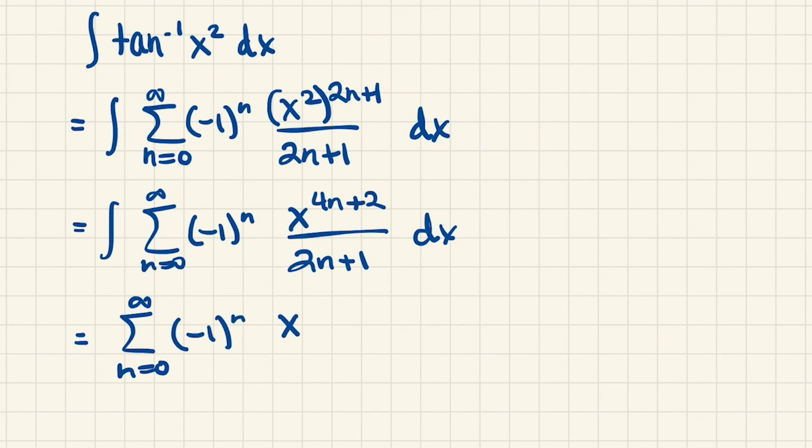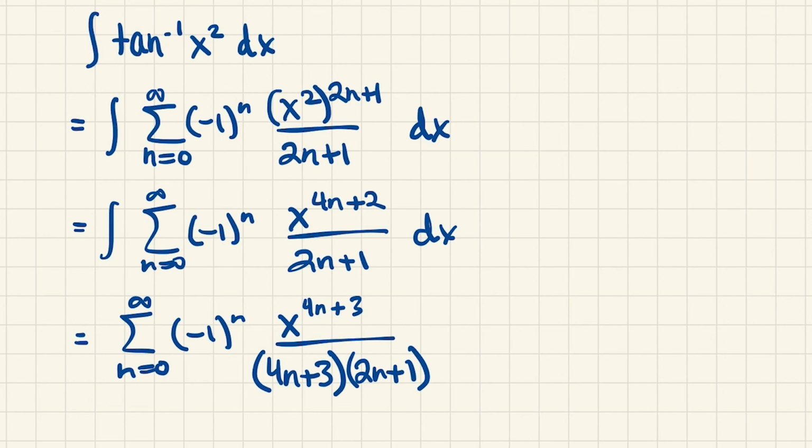So everything else is pretty much going to stay the same. So how do we integrate x to stuff? Well, we add 1 to that stuff. So this is going to be, instead of 4n plus 2, an exponent of 4n plus 3. But we're also going to be dividing by that 4n plus 3. And of course, we have already a factor below of 2n plus 1. This would be almost our final answer, but we do need to add a constant.